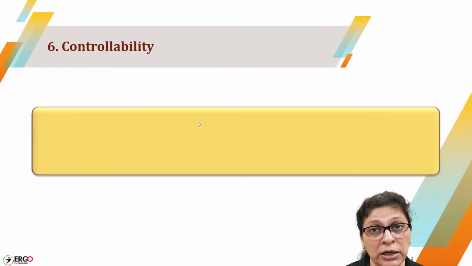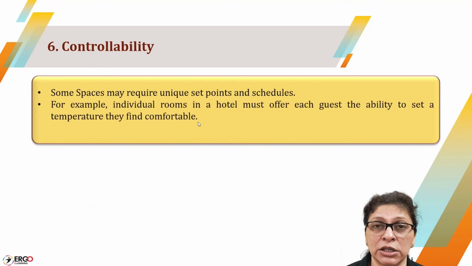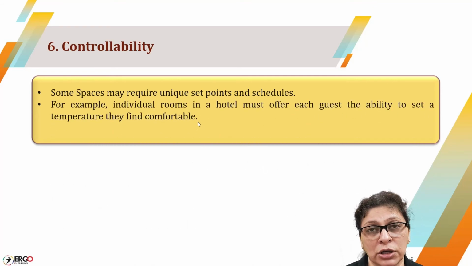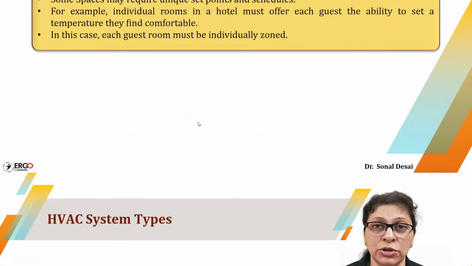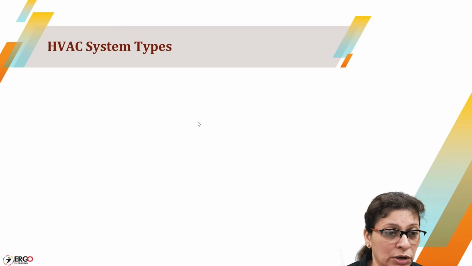And controllability is also an issue. At times, different temperature controls are required in different offices or hotel rooms. So over there, zoning is done in such a way that an individual thermal zone is allocated to an individual room. So based on all these principles, zoning is shown in this existing model.